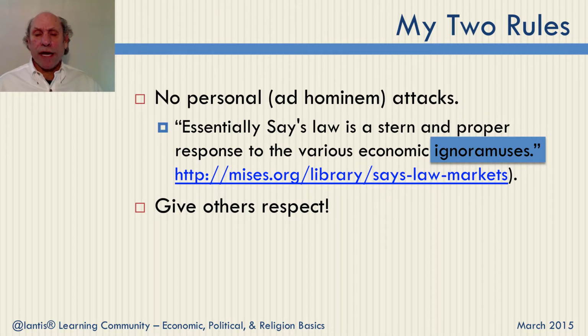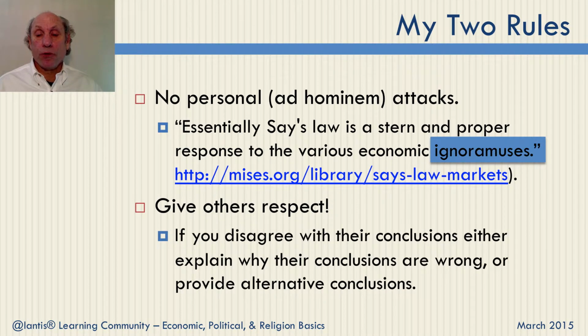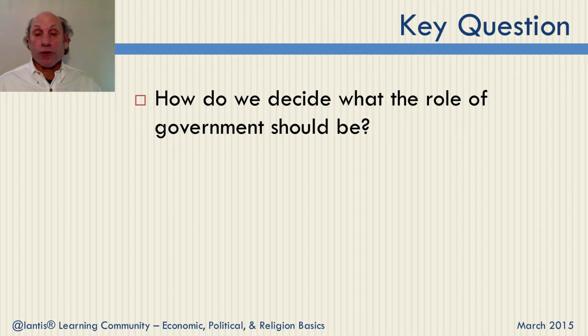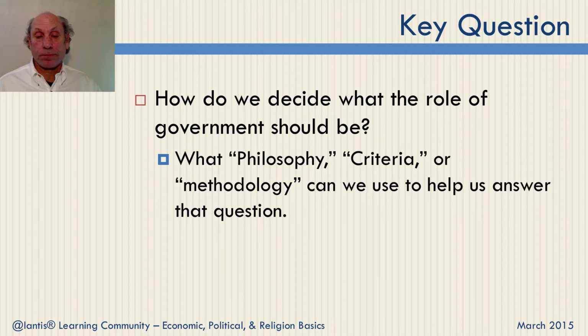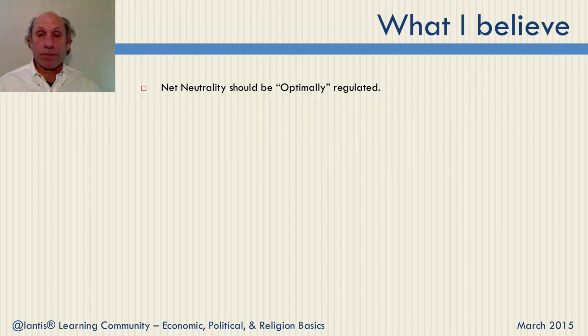The other rule I have is to give others respect. If you disagree with their conclusions, either explain why their conclusions are wrong or provide alternative conclusions. If I say something wrong, just tell me why it's wrong. Tell me how I've missed something and why that conclusion is wrong. And I will respect that, and I will respect you if we disagree. So the key question is, how do we decide what is the role of government? So we're going to look at what philosophy, criteria, or methodology we can use to help answer this question.